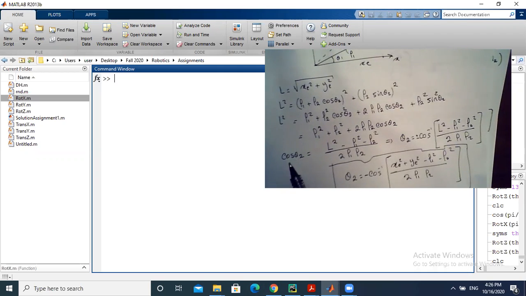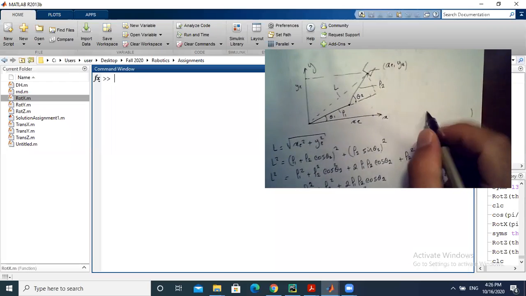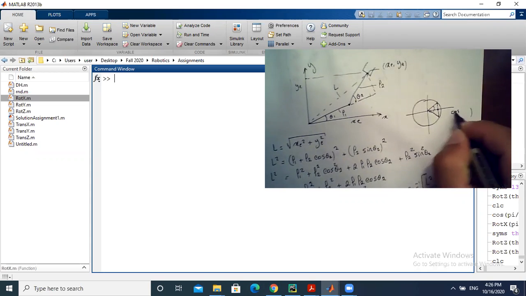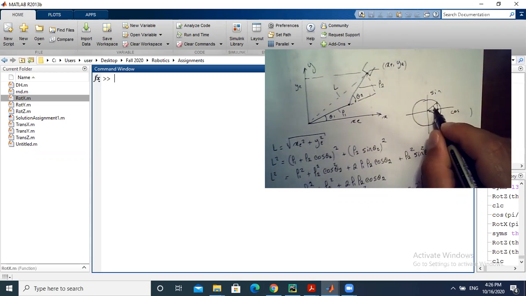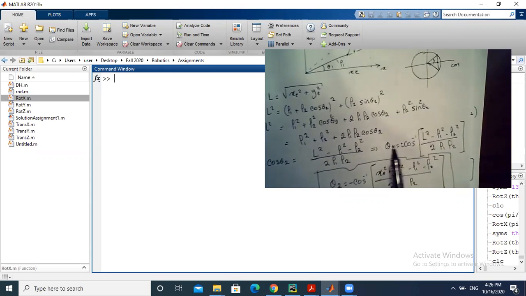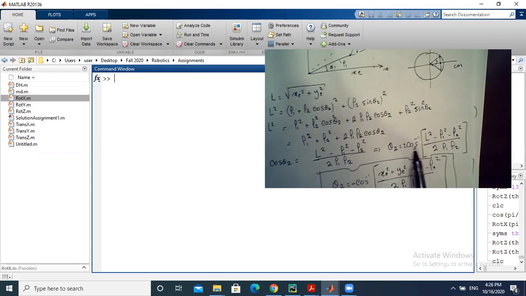We know the inverse cosine of an angle has 2 solutions, because 2 angles will give me the same cosine. If theta is like that, and theta is like that, I will get the same value. This is my cosine, and this is my sine. So plus theta and minus theta give me the same cosine. So theta 2 is equal to plus or minus this guy.